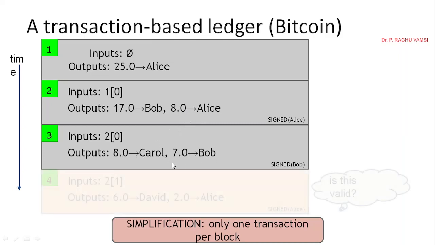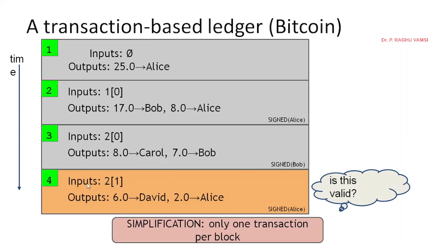Now this one, inputs 2 of 1. That means from this 0th transaction, and this is the first transaction. From 2 of 1, that is from this transaction, what is happening? 6 was sent to David, and 2 was with Alice. But with 2 of 1, only 8 is there. From this 8, 6 was sent to David. So the remaining leftover is 2 only. 2 is to Alice. So now how do we find whether it is a valid transaction or not?